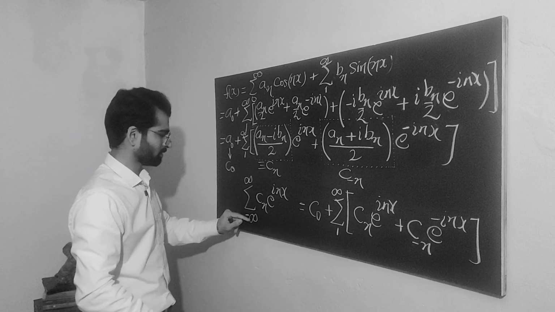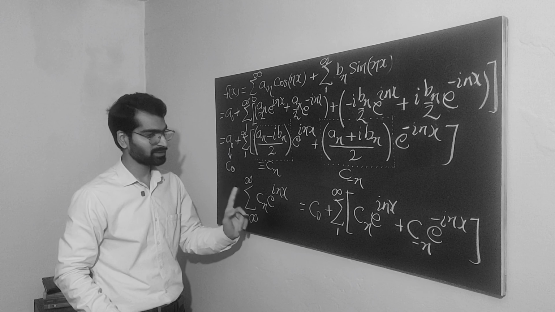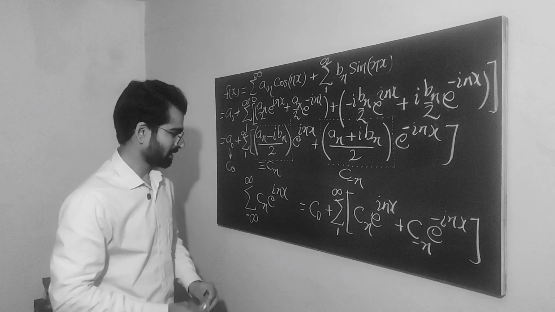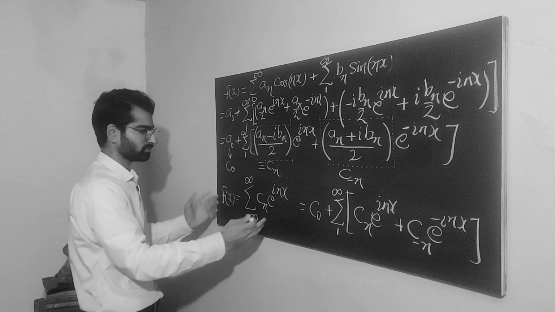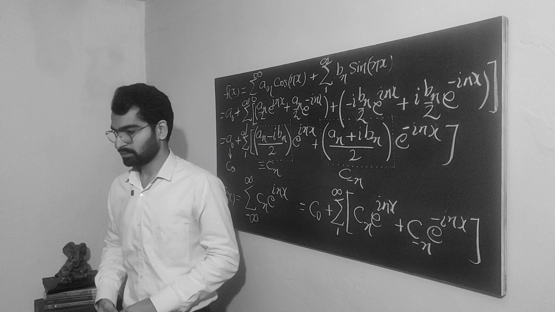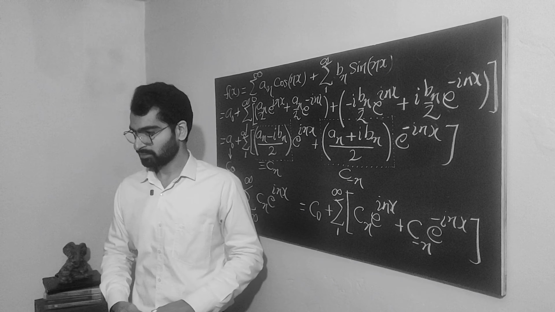And one more thing, without you and me knowing, this C0 has jumped into the summation already, because somewhere here in between negative infinity and infinity there is 0. When you put n equals 0, you get your C0 back. And this is my Fourier series in the complex form. This is it. Now I have to find these Cn's, these complex amplitudes, and that's my next goal.